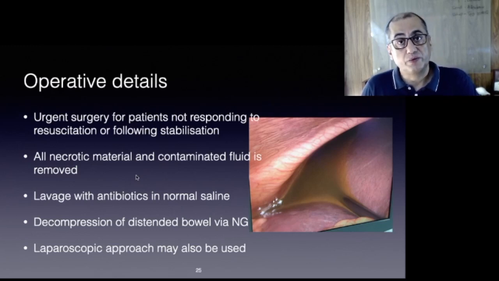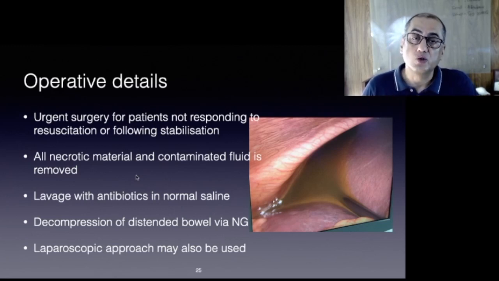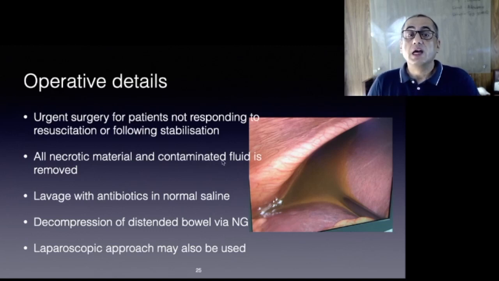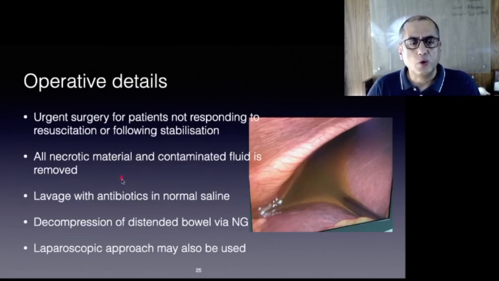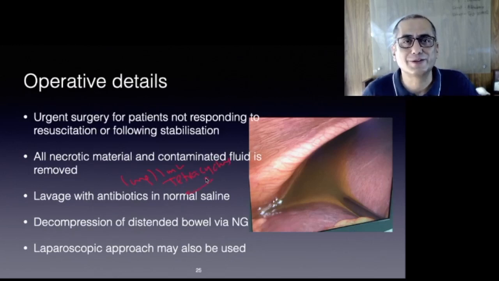So we're going to be performing urgent surgery either on patients not responding to resuscitation or following stabilization, once this patient has maintained an adequate urine output. All the necrotic material and contaminated fluid should be removed, accompanied by a lavage with an antibiotic solution. We are going to be putting in 1 milligram of tetracycline per 1 ml, and this is tetracycline. Hopefully my spellings are correct.